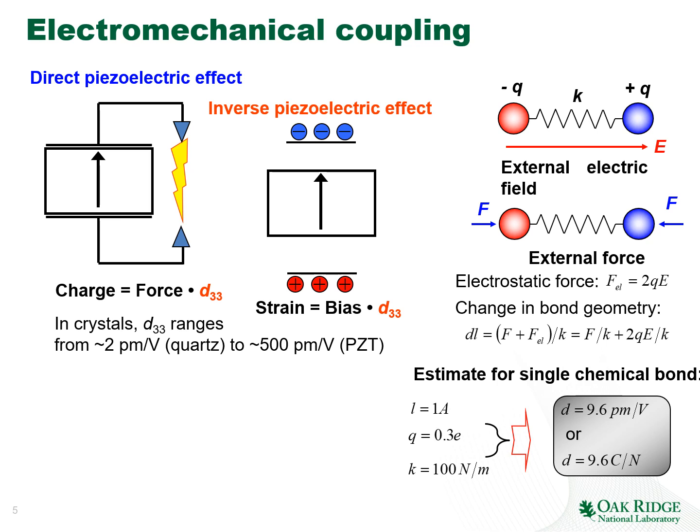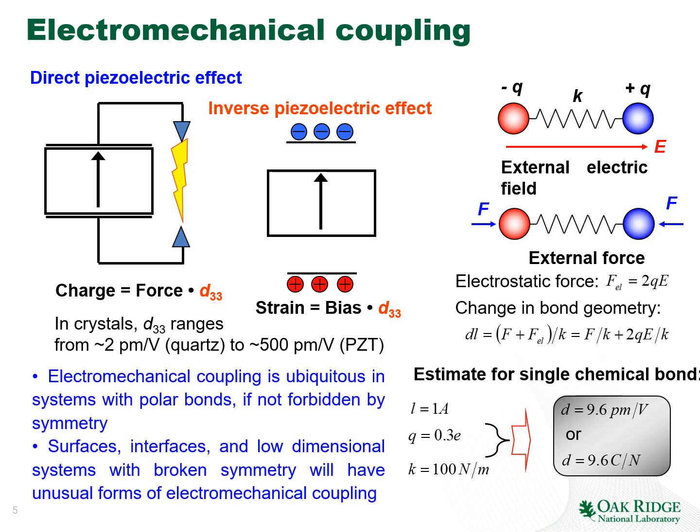And it turns out that for a proverbial molecule, the piezo effect can be of the order of 10 picometers per volt. So it is pretty comparable to materials such as quartz or materials with a strong piezoelectric effect such as PZT. So generally, electromechanical coupling is ubiquitous in the systems with polar bonds. So polar material can be expected to have piezoelectricity if it is not forbidden by symmetry.